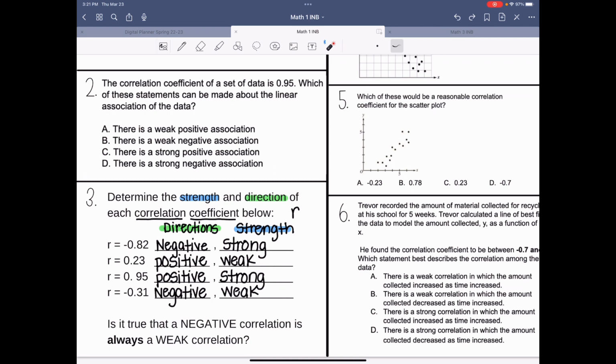So is it true that a negative correlation is always a weak correlation? The answer to that is no. Negative has nothing to do with it being weak. So we're going to say that this is false. The reason it's false is because strength has nothing to do with direction, so it's not equal to direction. Negative does not mean that it's weak. Negative just means it's going in a negative direction. Weak means that it's very scattered and it's closer to 0.